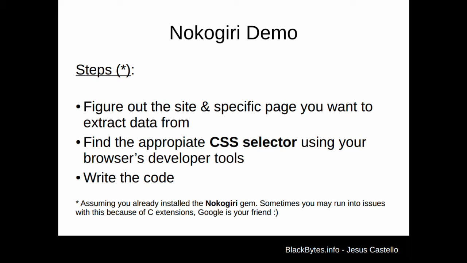Then the last step is very easy. Once you have step 1 and step 2, you just write the code with this information. Okay? And all of these steps is already assuming you already have installed Nokogiri. Okay?